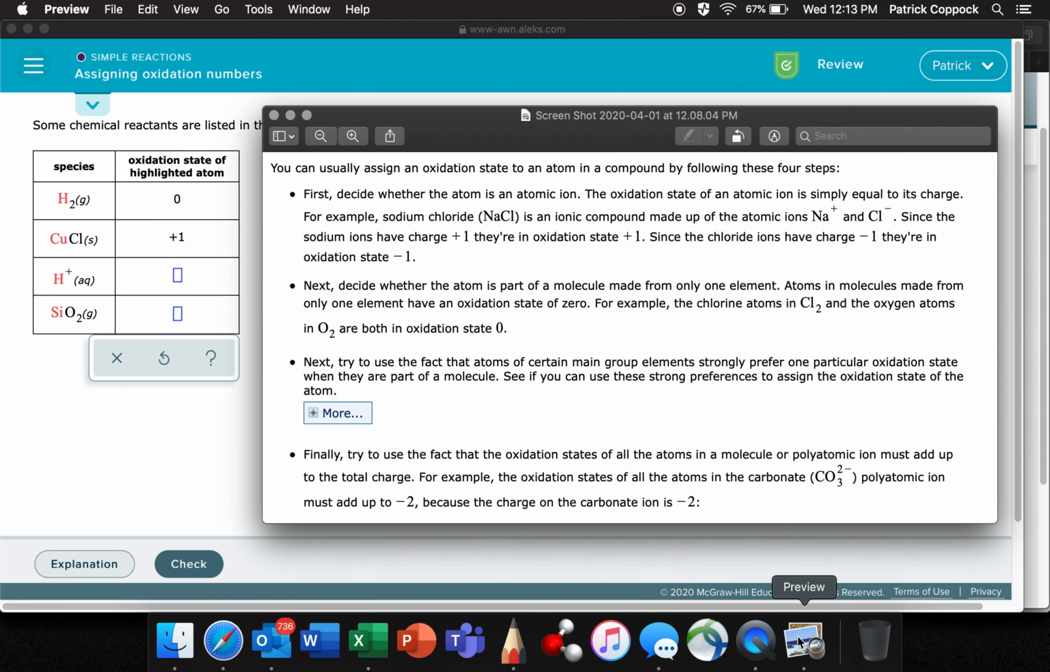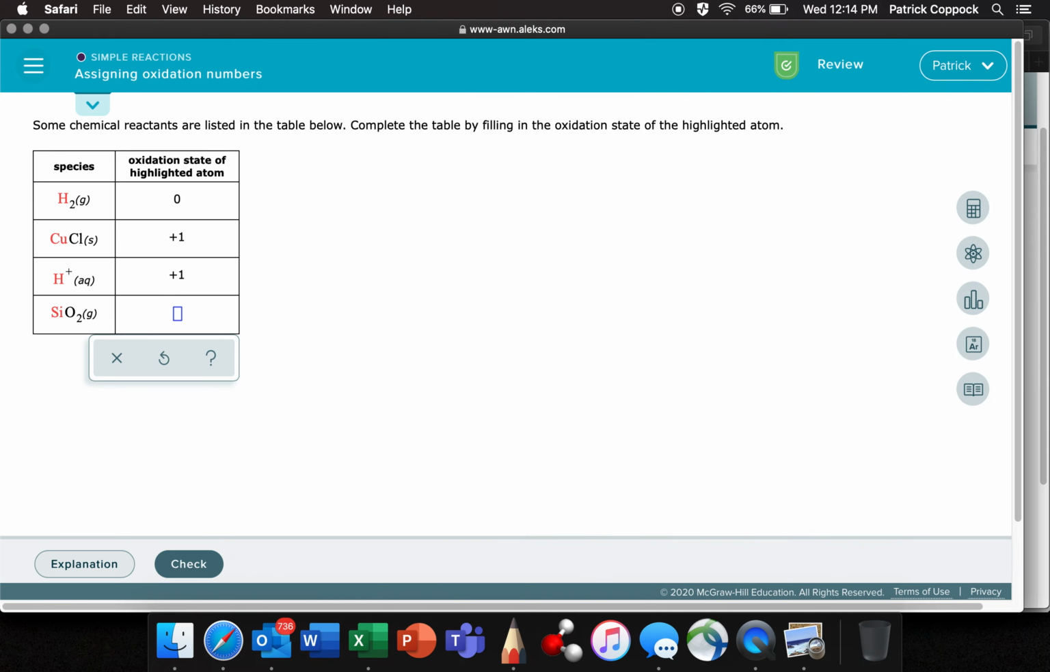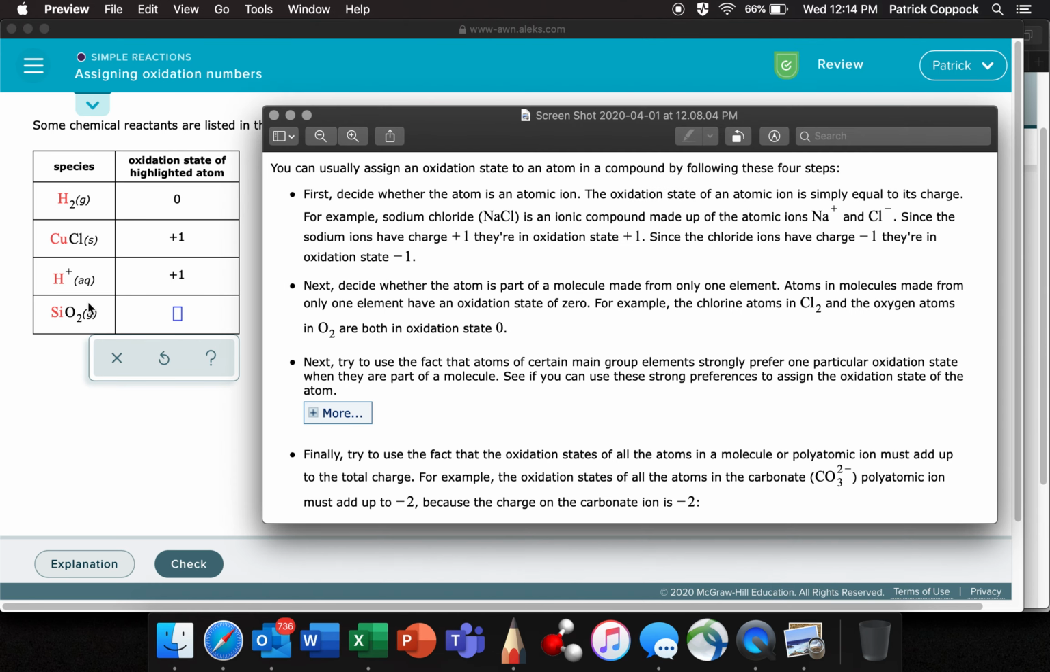Let's go down these rules again. And you do this a bunch of times, and you're going to find that those rules become really obvious to you, right? So, first of all, is this an atomic ion or an atom? Yes, it is. It's an atomic ion because it's got a plus charge on there, right? So if it's a plus charge, then the oxidation state of the atomic ion is simply equal to its charge. So this is going to be +1. Okay? Let's move on now.